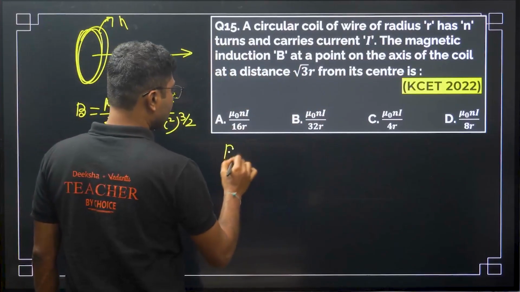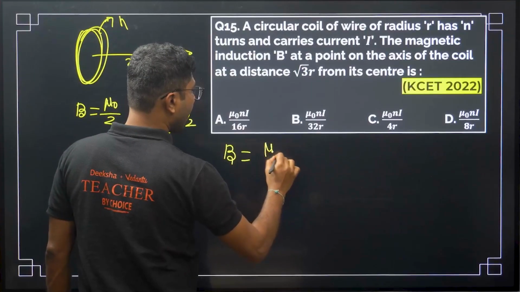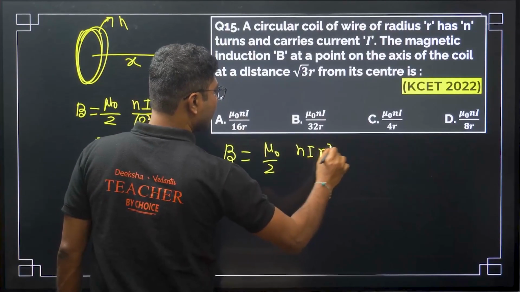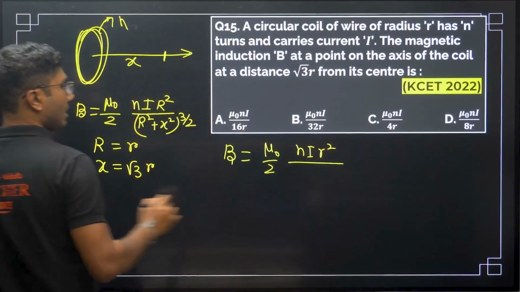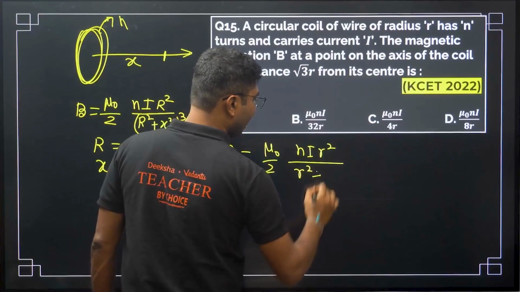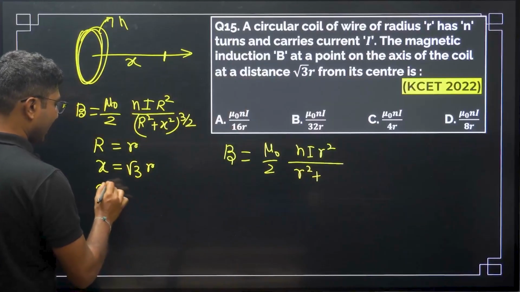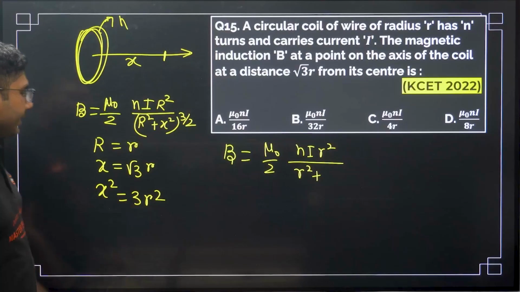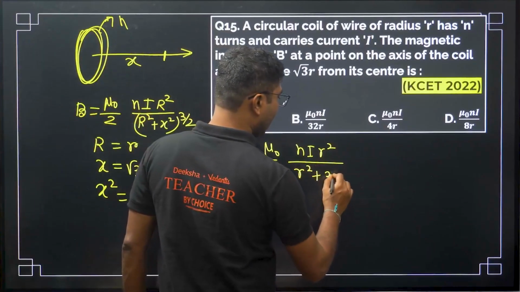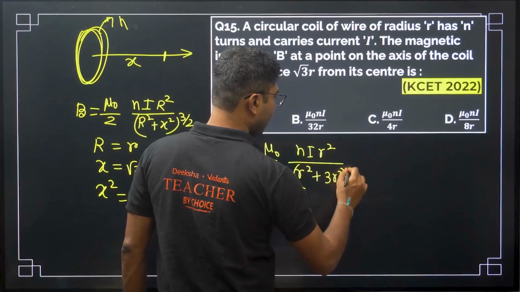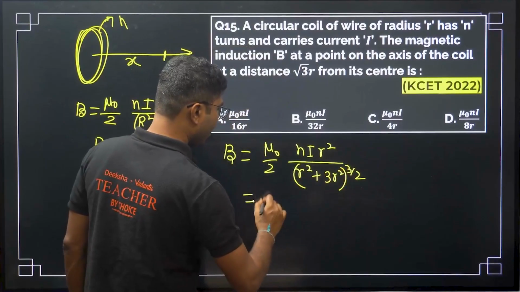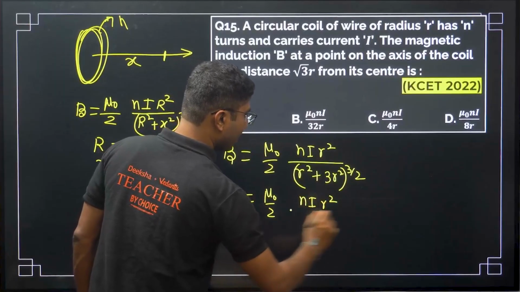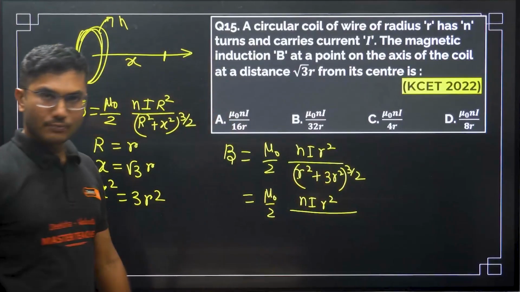So B equals mu naught by 2, N I small r square divided by (small r square plus x square) to the power 3 by 2. So what is x square? x square will be 3r square, right? So it will be 3r square to the power 3 by 2. So it will be mu naught by 2, N I r square divided by (r square plus 3r square), which is 4r square, to the power 3 by 2.